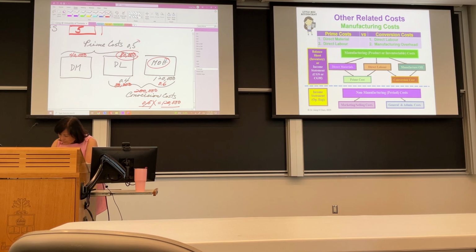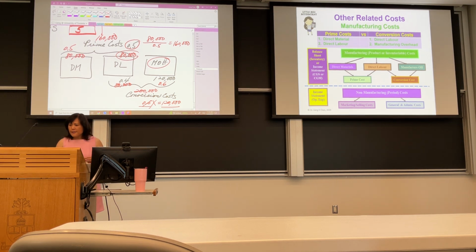I say 50% of the prime cost is direct labor. So what's 100%? 80,000 divided by 0.5, 160,000. Is that right? Which means that this is also 50%, 80,000.